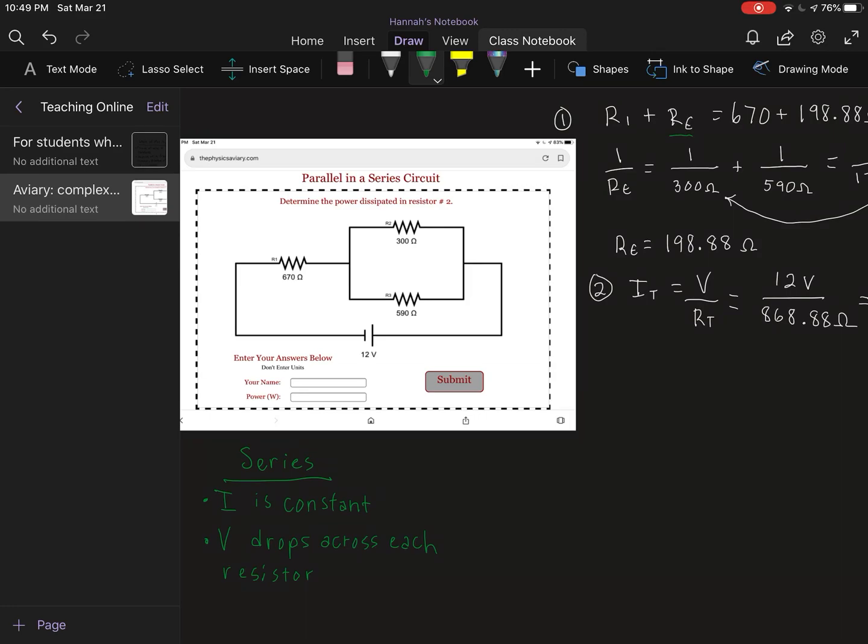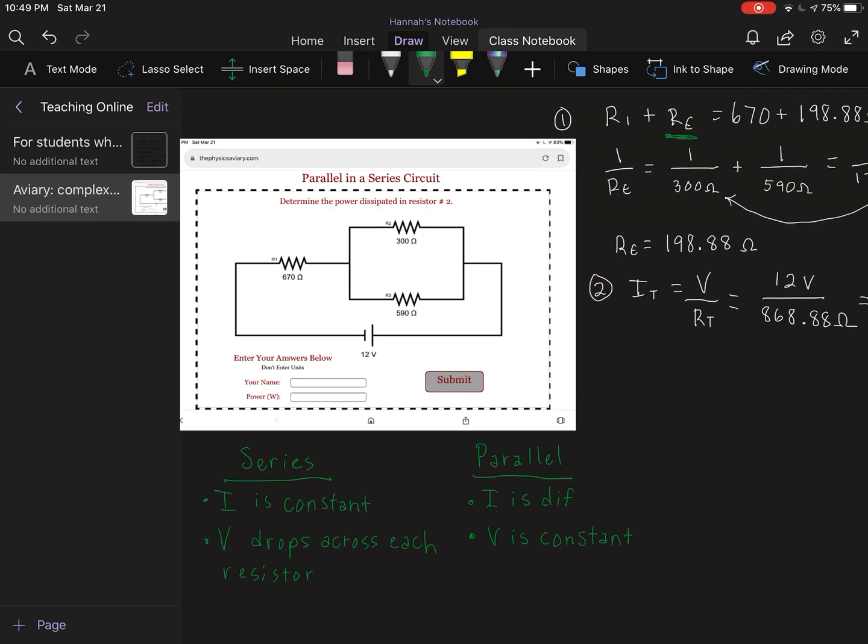I'll forgive you. Okay. And for a parallel circuit, your current is different. Remember, your current flows the most across the path of least resistance and less across paths with more resistance. And your voltage is actually constant. So in that sense, those parallel and series portions are a little bit different, but they still operate by the same rules.